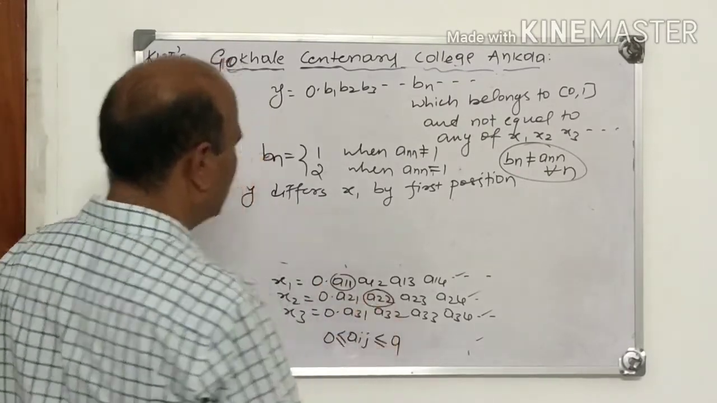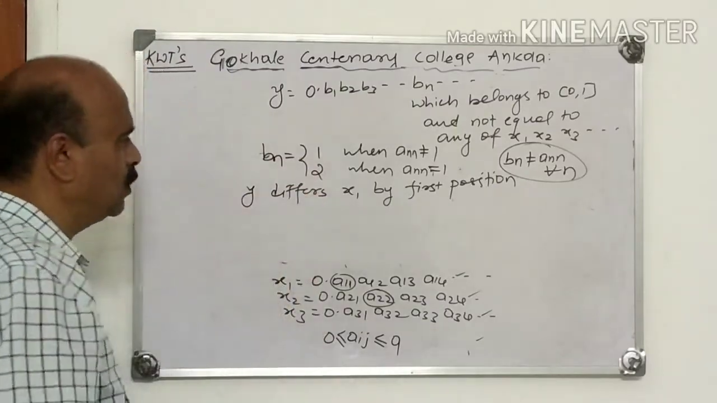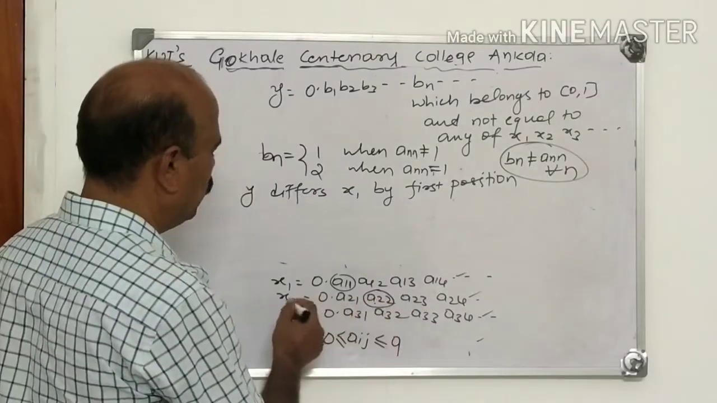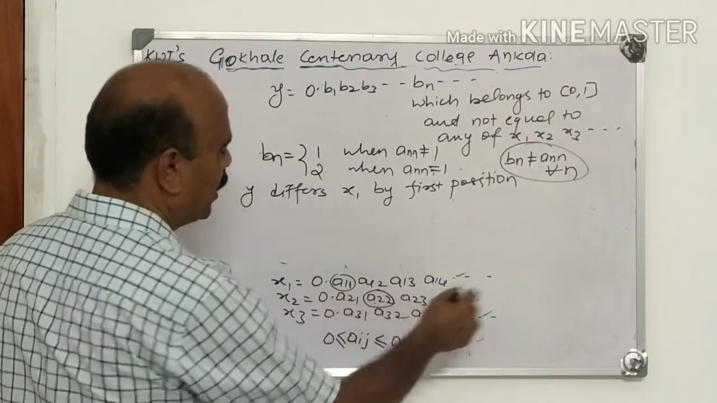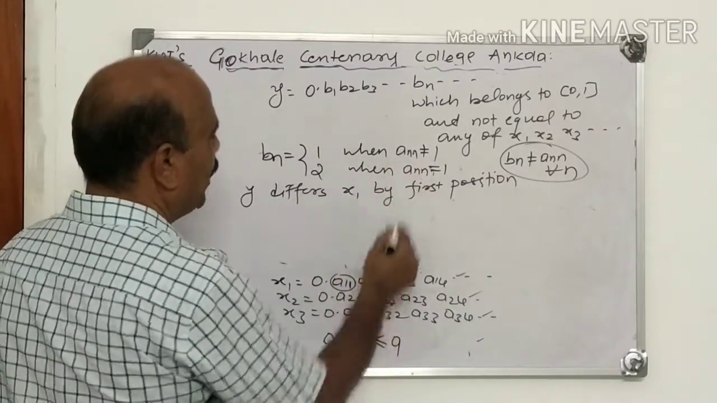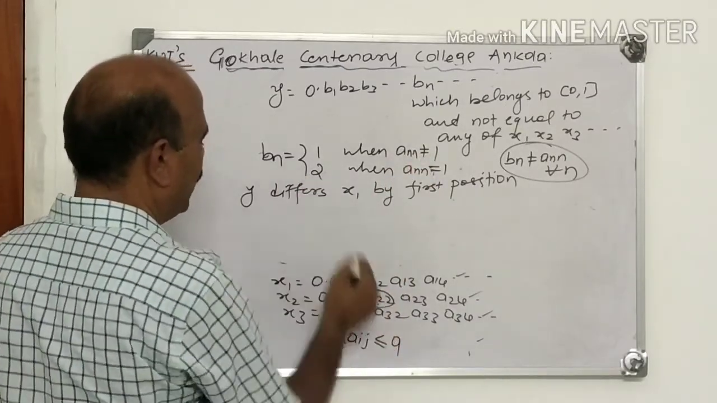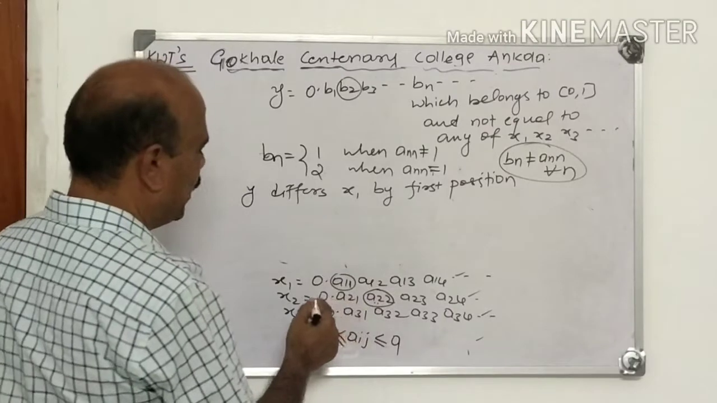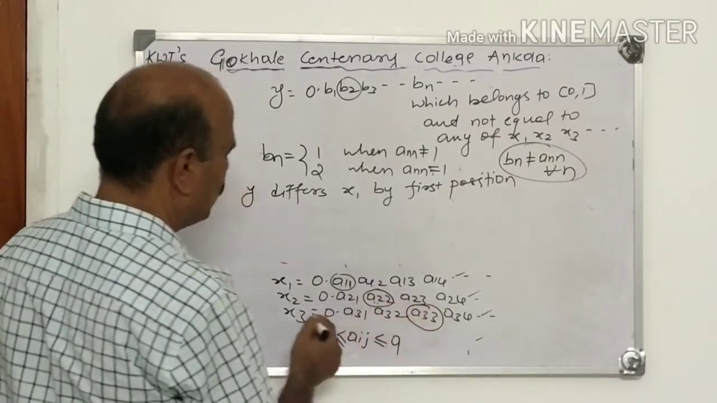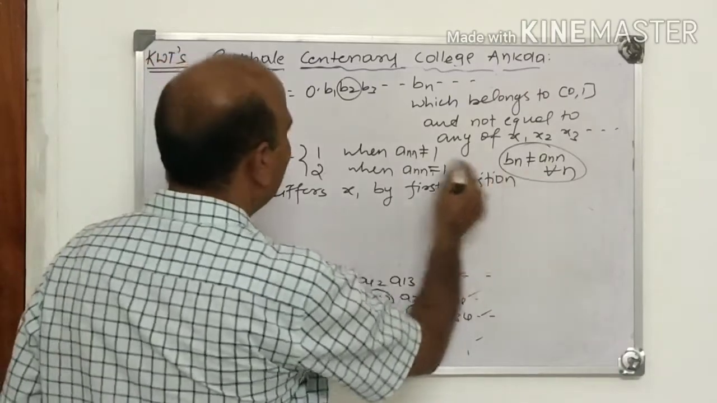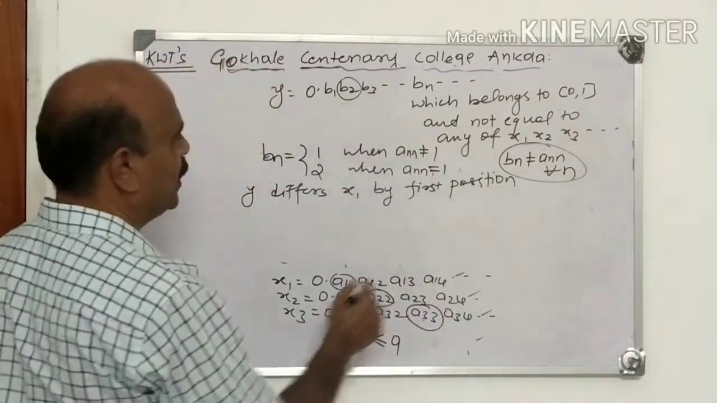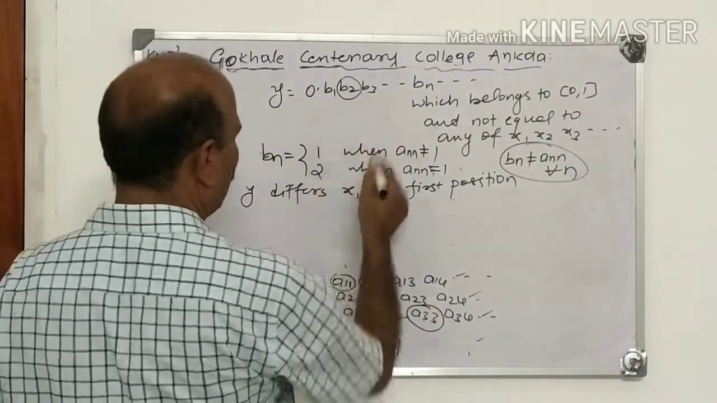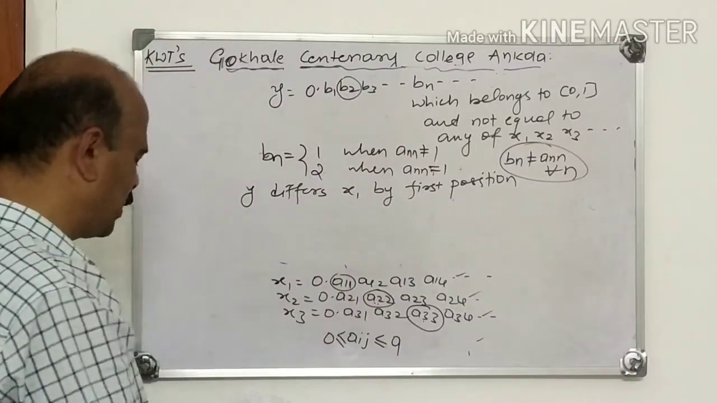Second, what is this? x2. y is not equal to x2. Why is y not equal to x2? Because we consider x2 as the number 0.a21 a22, etc. Now see here, if a22 is not equal to 1, then this b2 is equal to 1. So y differs from x2 in this position, y differs from x3 in this position. Finally, y differs from xn in this position, ann. So y is not equal to any one of these x1, x2, x3.